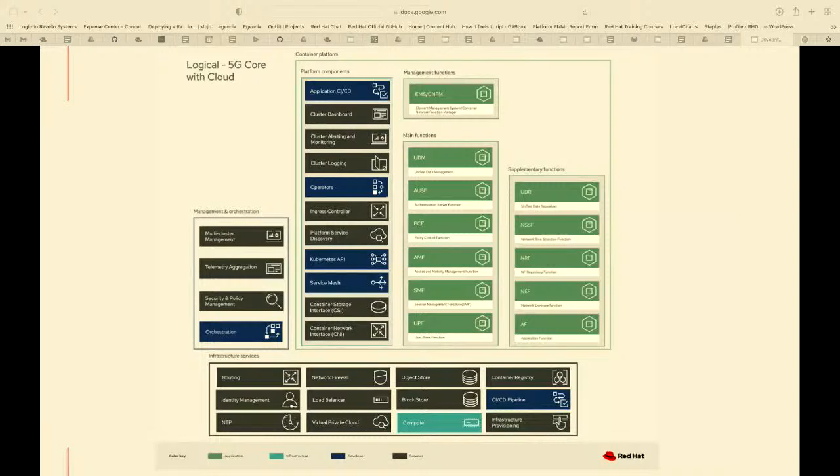Then there are supplementary functions. So these are how you would do network exposure, or different kinds of applications to provide 5G core services. At the bottom, these are infrastructure services. So an example would be AWS. You have their identity management service, their network firewall and routing, all of these being used. That's all supported by hyperscalers.